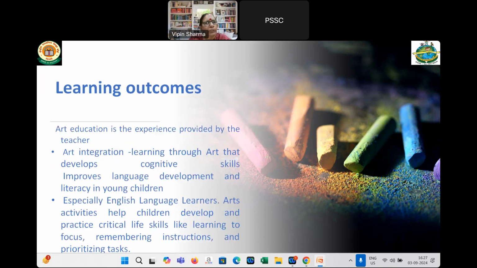Art education is the experience provided by the teacher. Art integration, learning through art, develops cognitive skills. Learning through art, as I said, learning through arts, okay? Especially for English language learners, art activities help them to develop and practice critical life skills. Learning to focus, remembering instructions.